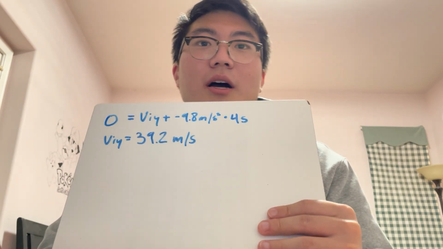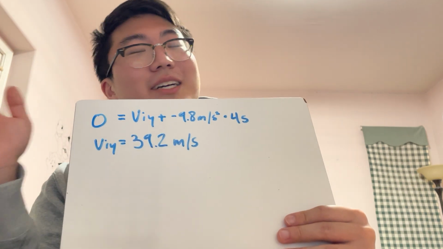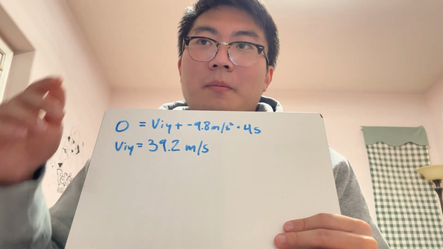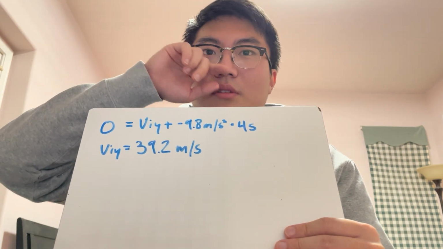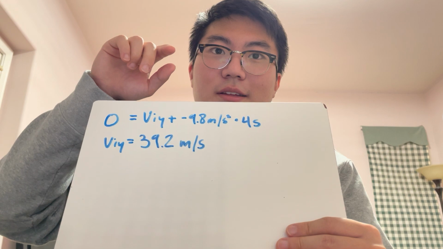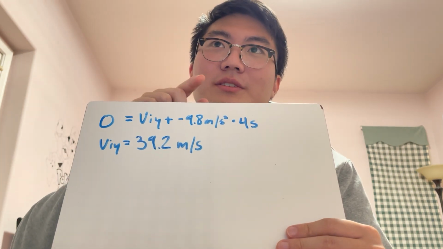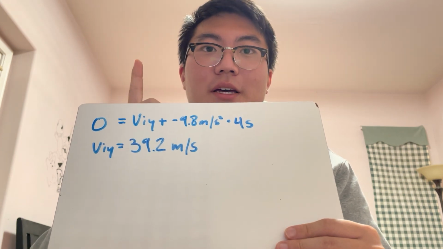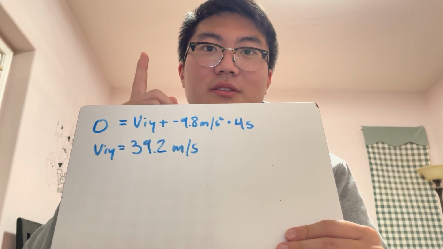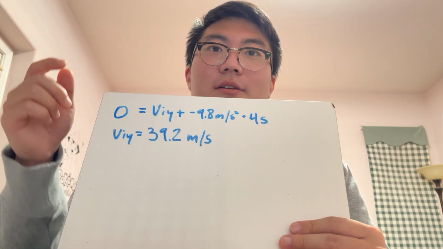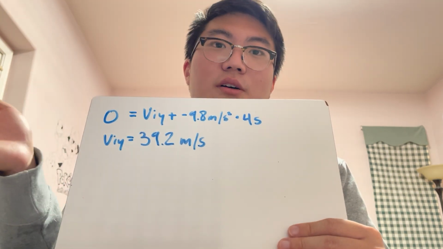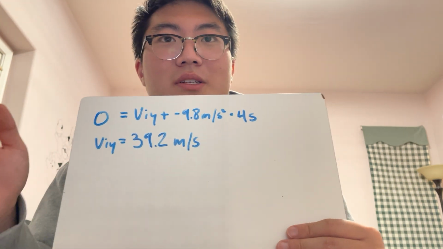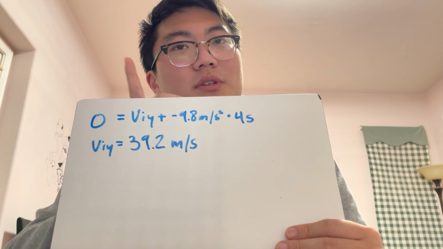Using 39.2, I divided that by sine 60 because sine 60 is opposite over hypotenuse, so the opposite from the angle was the initial y velocity, which is 39.2, and over the hypotenuse, which I don't know. So using 39.2 divided by sine 60, I got 45.26, which is the resulting vector.